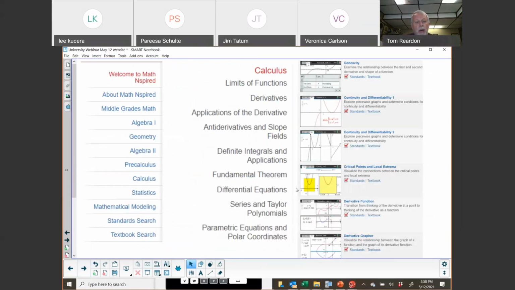So this is the website. When you go there, and I'll show this at the end, click on Calculus at Math-Inspired. It has all these units here, and each unit has a whole bunch of ideas that you can go to.